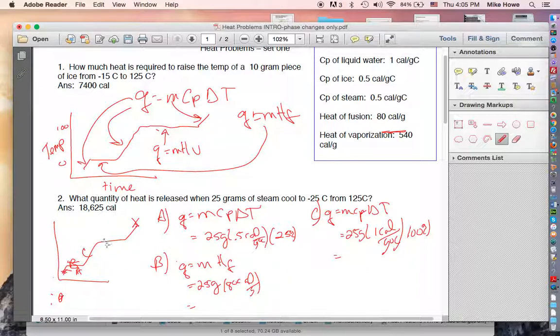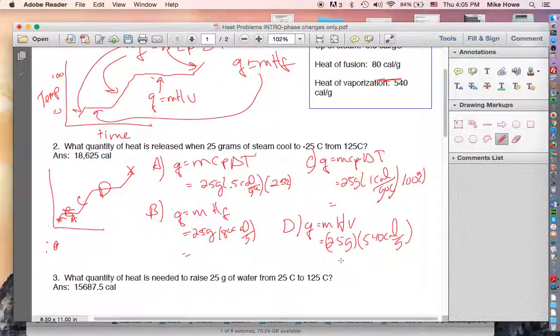Now we're ready for part D. Part D is the flat line. So part D was boiling. So Q equals mHv. So you'd have the same 25 grams that we've always had. The heat of vaporization, it tells us right here, is 540 calories per gram. And then the last step is part E.